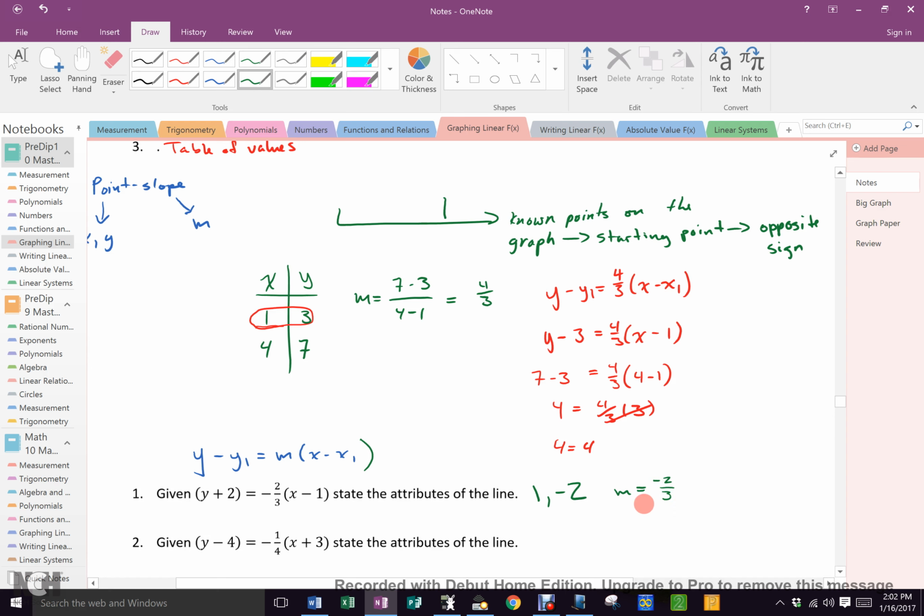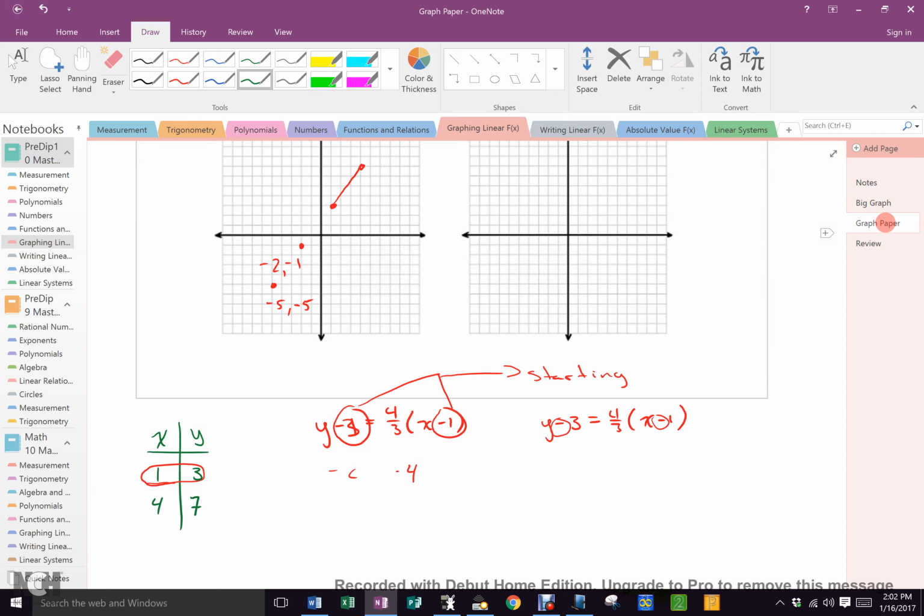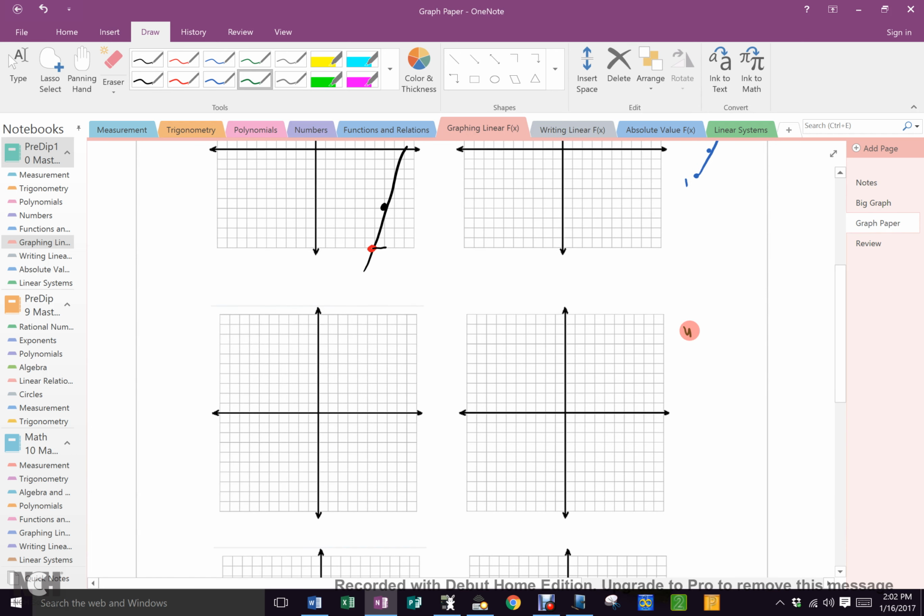So if we were going to graph this, right? Again, you don't need to graph it, but watch. If we were going to graph it, it was y plus 2 equals -2/3 x minus 1, right?